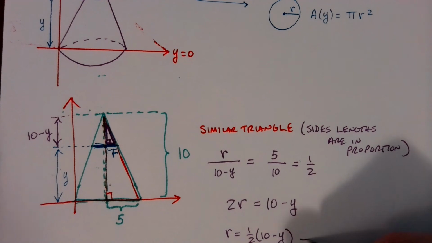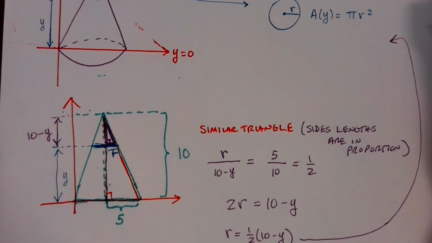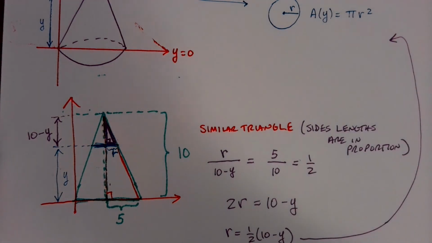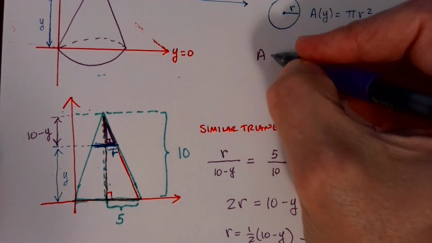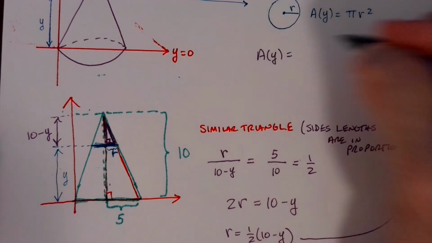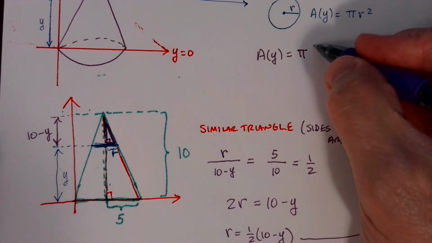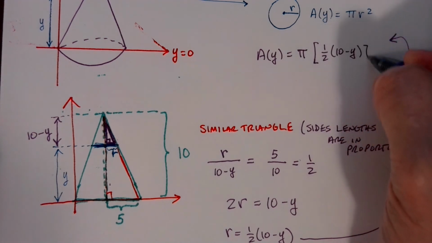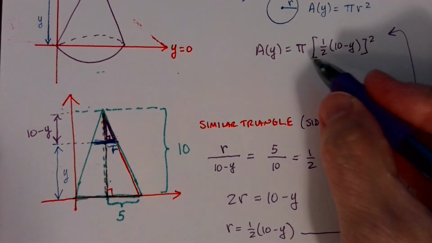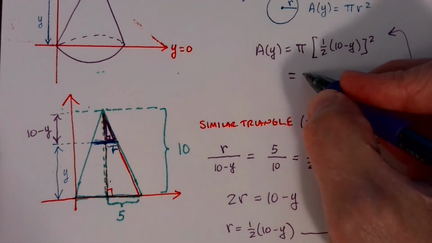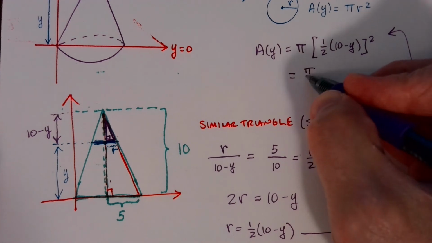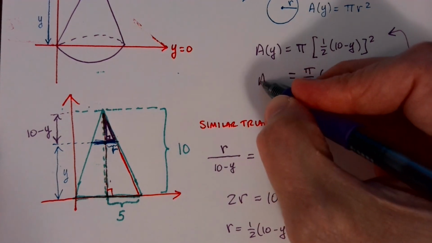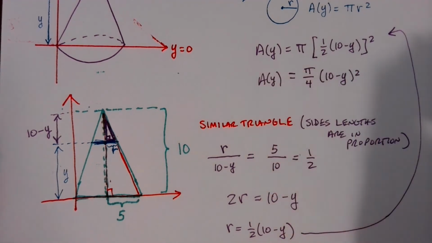So if I take that now and bring it back up here, then R is 1/2 times 10 minus Y. I can plug in and I get the area as a function of Y equal to pi times R squared. R is 1/2 times (10 minus Y), quantity squared. And so I can clean this up. 1/2 squared is 1/4, so this is 1/4 of pi, or pi fourths, times (10 minus Y) quantity squared. And I'm going to leave that squared. You could expand that out, but I'm going to leave it like that.